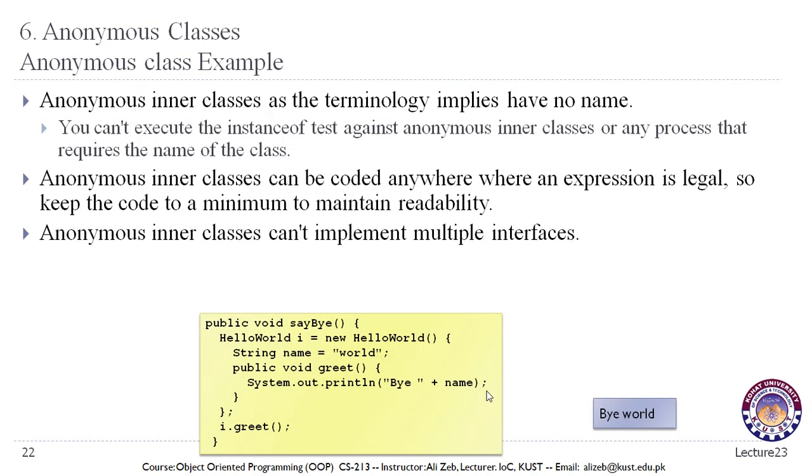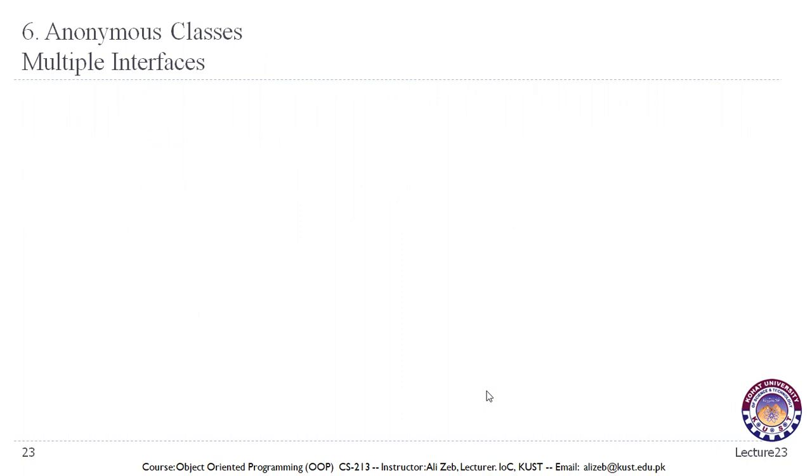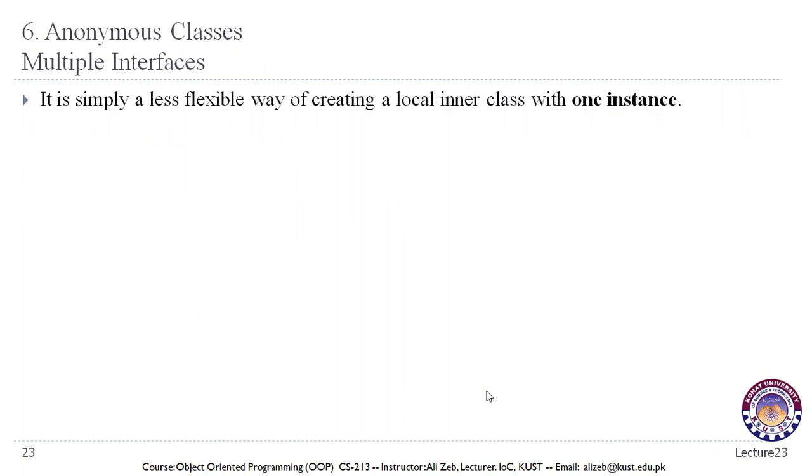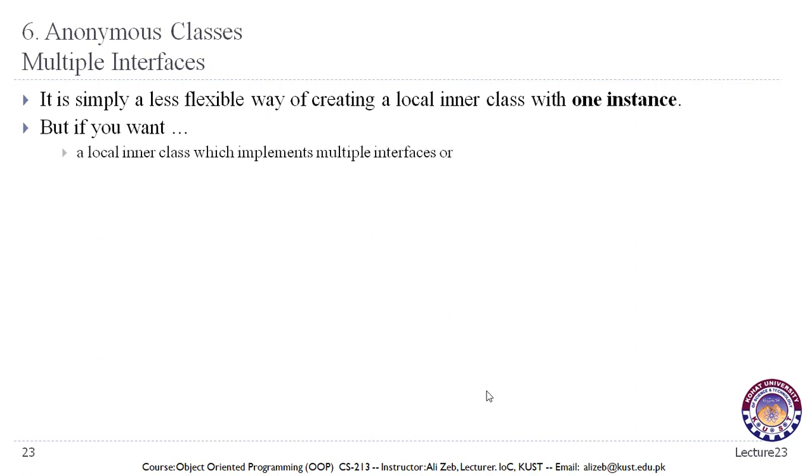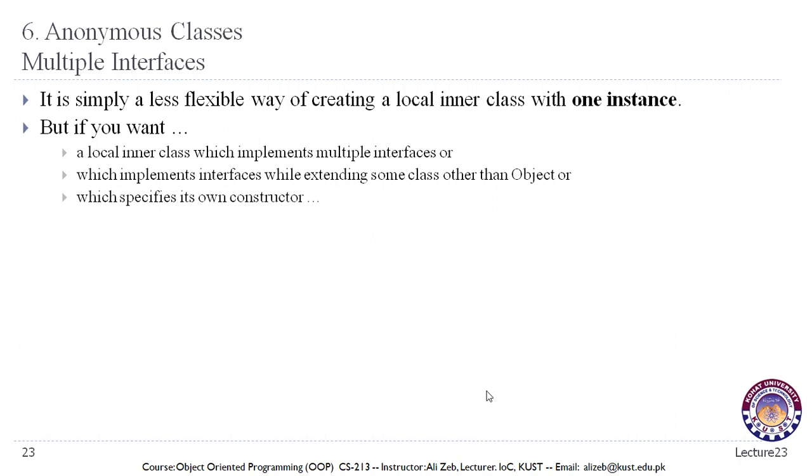implement multiple interfaces, to work around that, it is simply a less flexible way of creating a local inner class with one instance. So it has only one instance, but if you want a local inner class which implements multiple interfaces, or which implements interfaces while extending some classes other than object, or which specifies its own constructor, you should create a regular named local inner class.